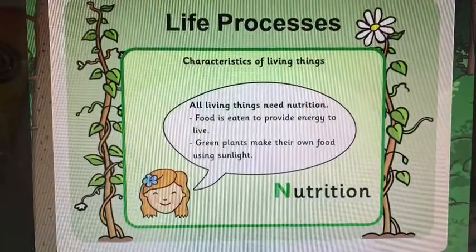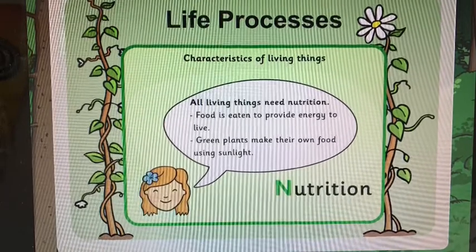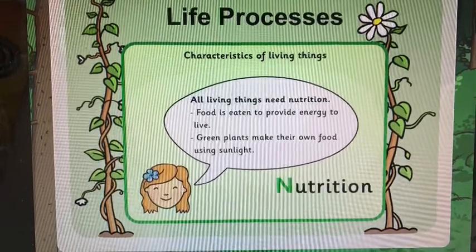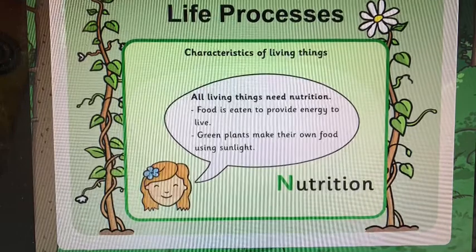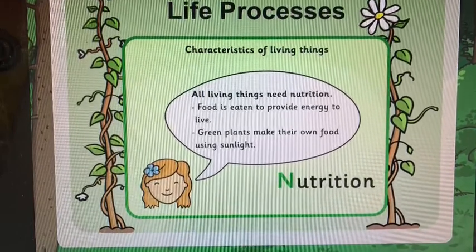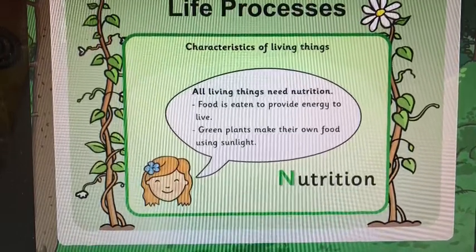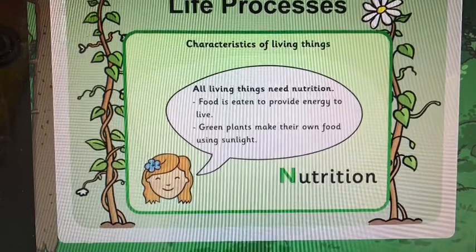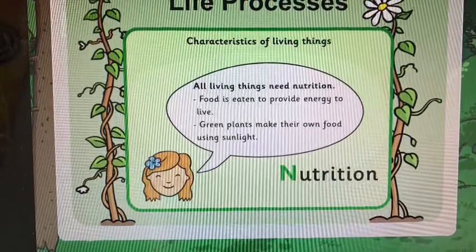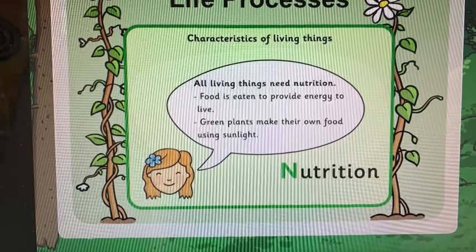And the last life process to talk about is nutrition. So all living things need nutrition. So food is eaten to provide energy to live. So if you think about the human body and us, we eat food, don't we, for energy? And green plants make their own food using sunlight.